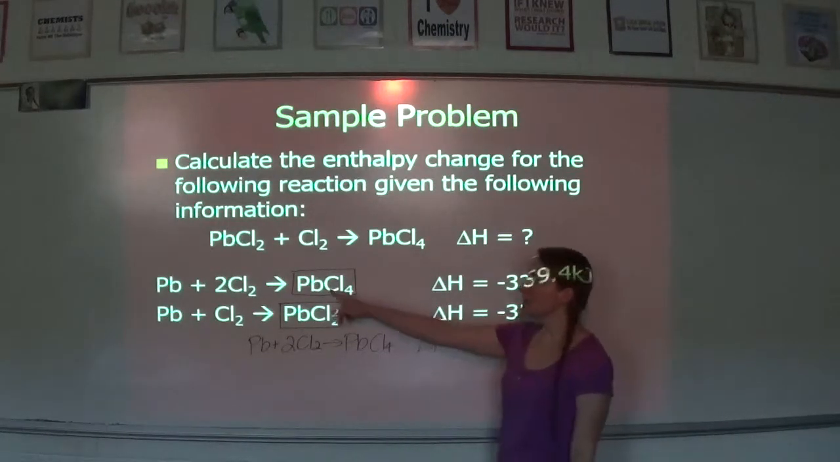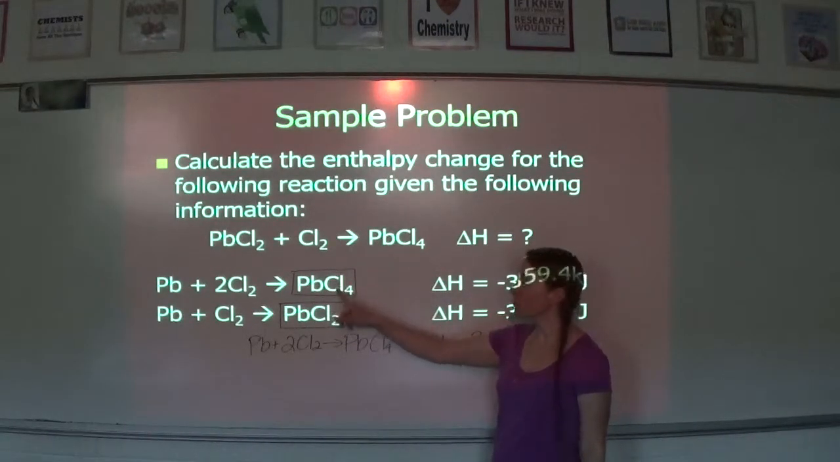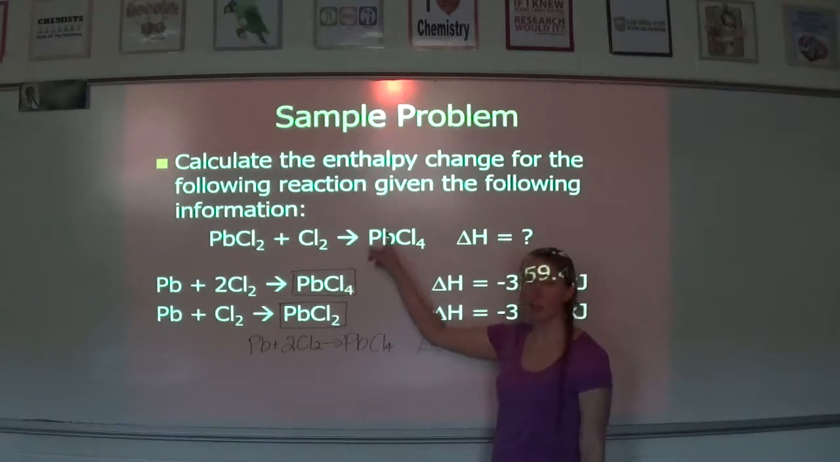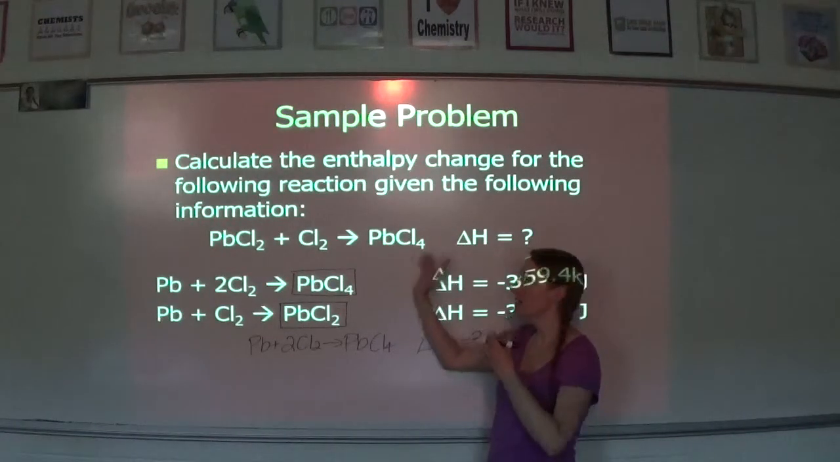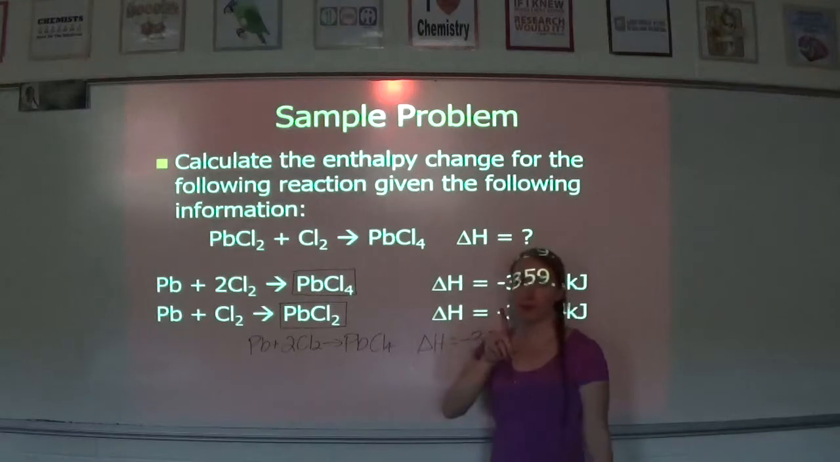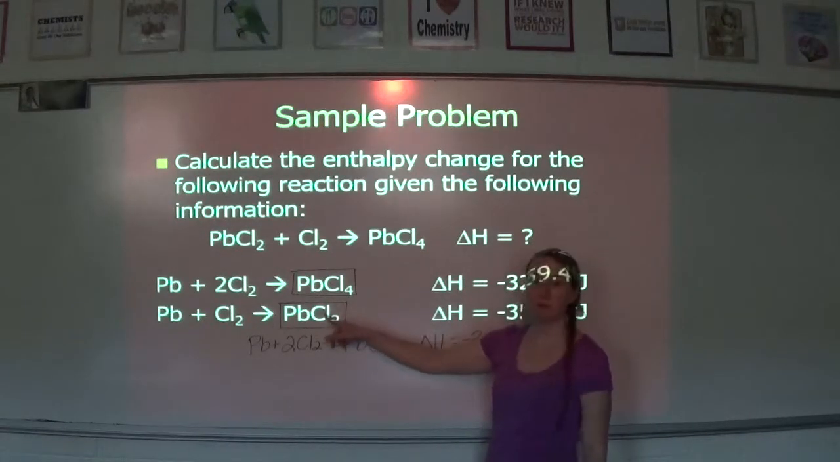Okay, so again, the reason I did not change this reaction was PbCl4 was already on the correct side, the product side, and we had the correct amount. We have 1.